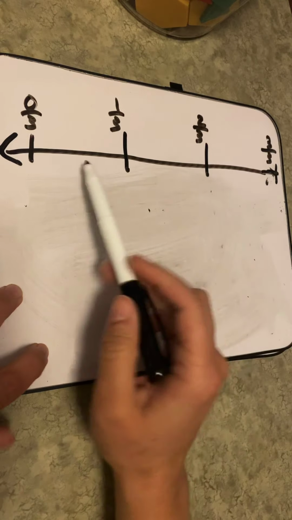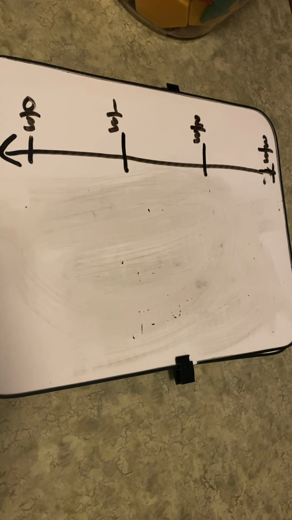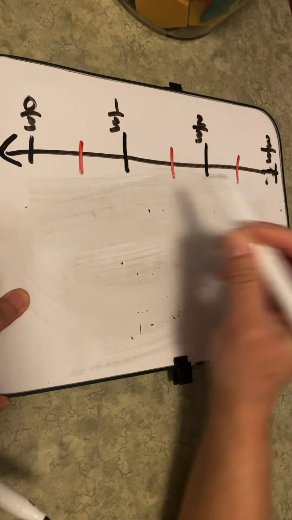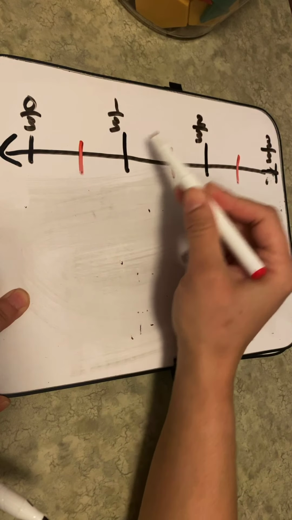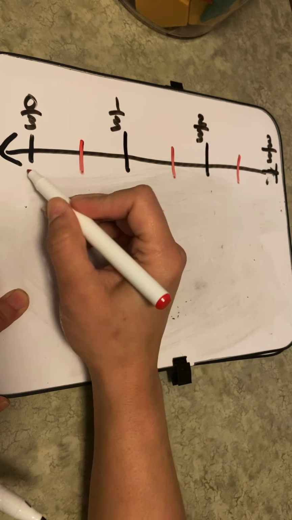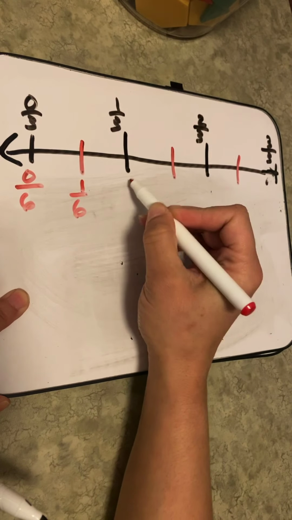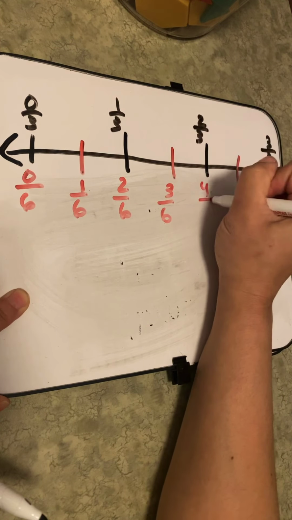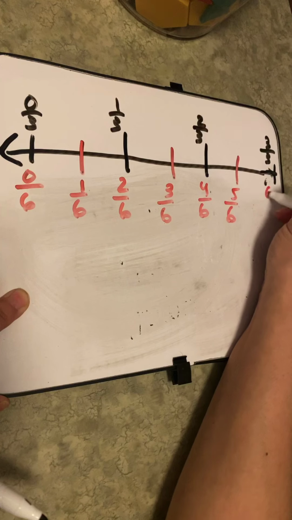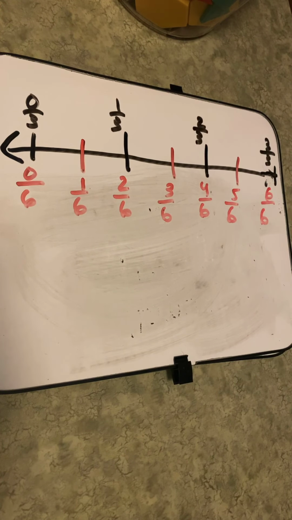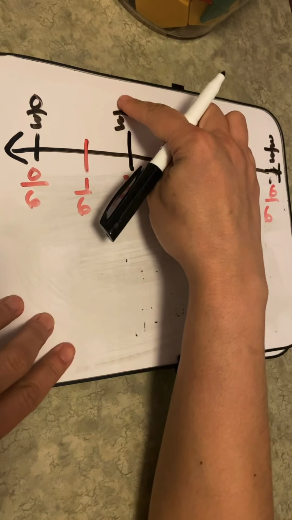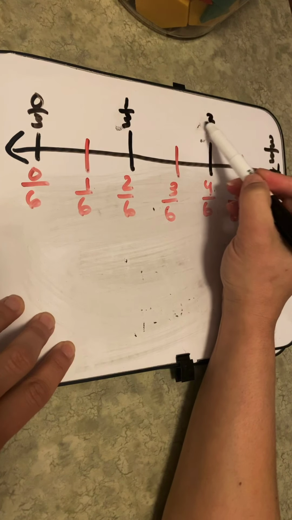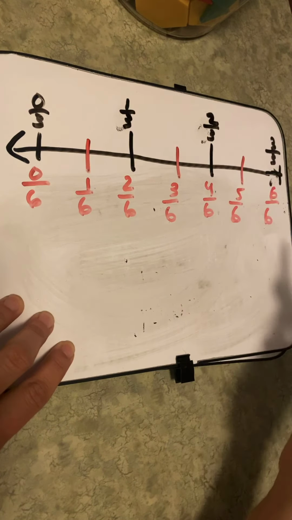So if I went and cut my thirds into smaller pieces like this, I would now have 6 pieces. So 1, 2, 3, 4, 5, 6. And then this would be my 1/6, my 2/6, my 3/6, my midpoint, 4/6, 5/6, 6/6. So like the other example I just showed you, you can see that some of these fractions are equivalent to each other because they are on the same location on this number line.